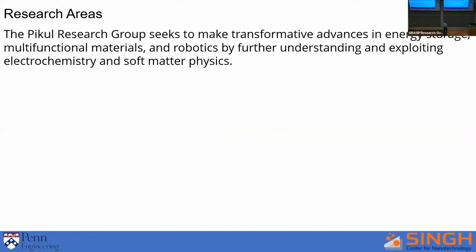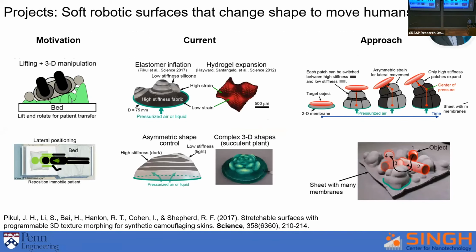We use two main tools. One is electrochemistry, and the other one is software. So within my group, there's a whole section on energy storage, which is just looking at batteries. There's a section on multifunctional materials, and then there's a section on soft robotics. I'm just going to go through a couple examples of the work we do in my lab.